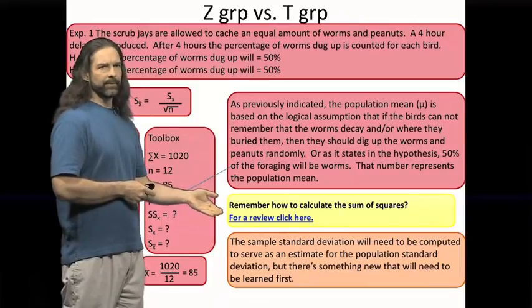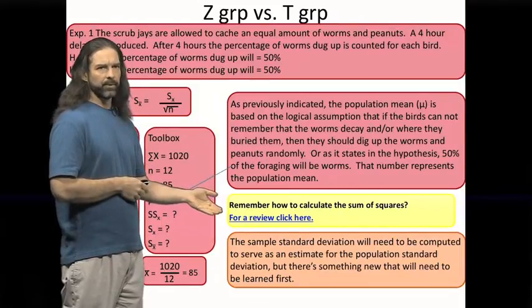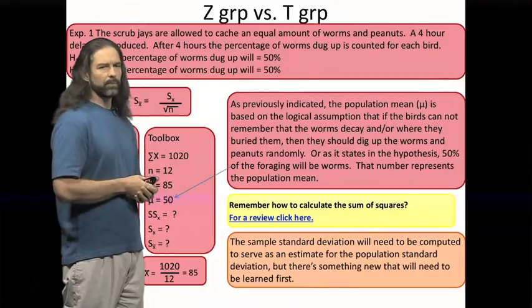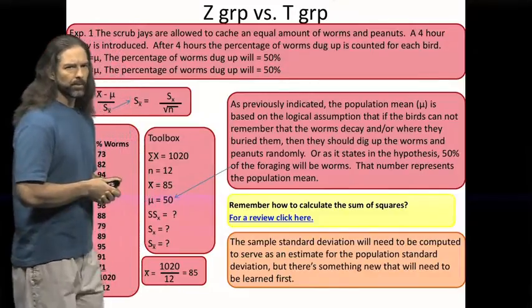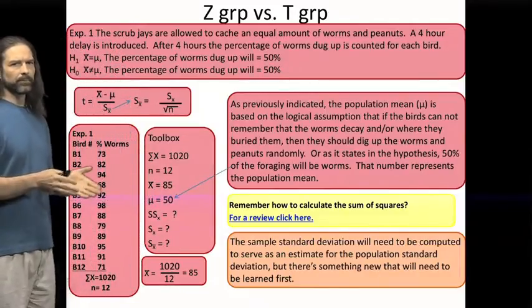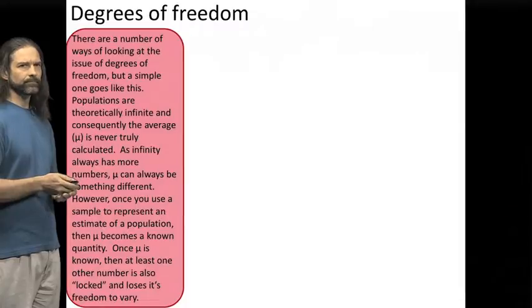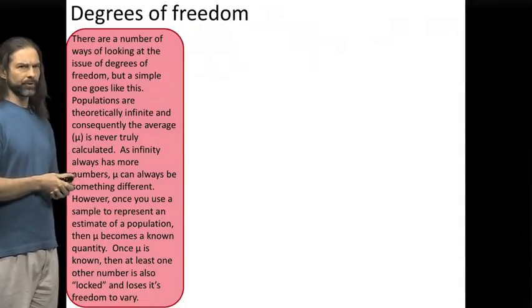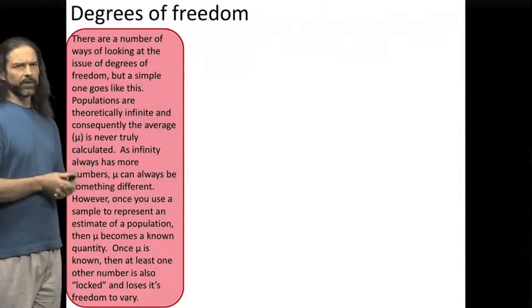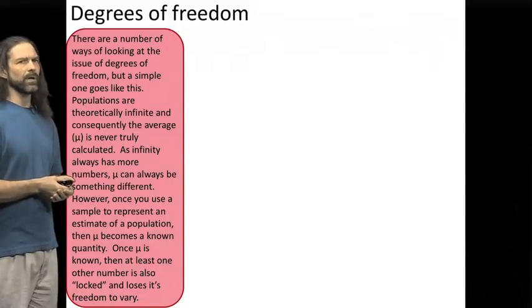If you're looking at this manual on your computer, just go ahead and click this link. It will take you back to it if you need the review. So again, the sample standard deviation is going to be computed as we have before, and this will serve as an estimate for the population standard deviation. We have to learn something new first, though. What is degrees of freedom? Why have I added that to the computation?